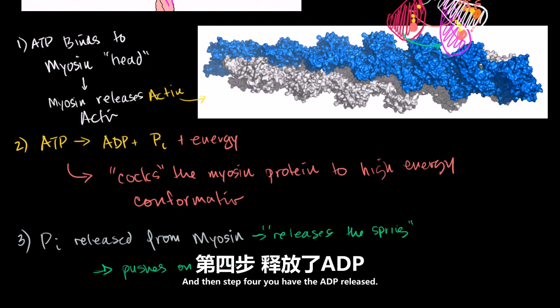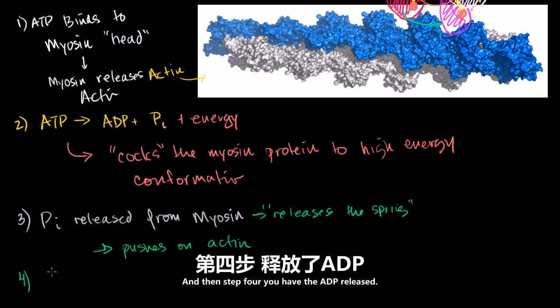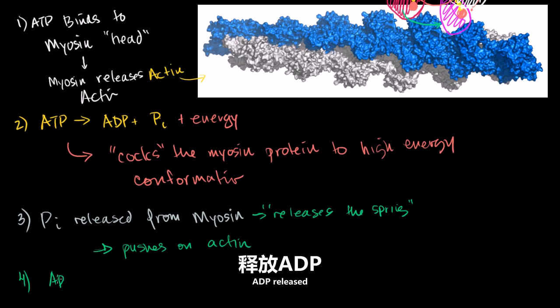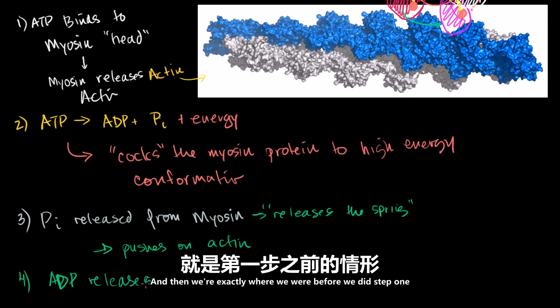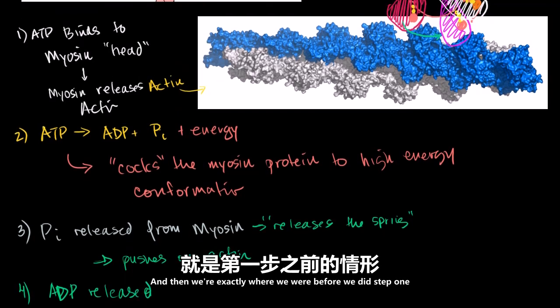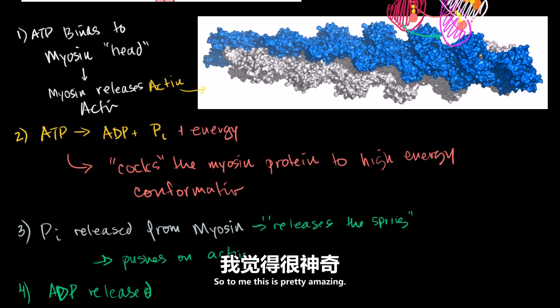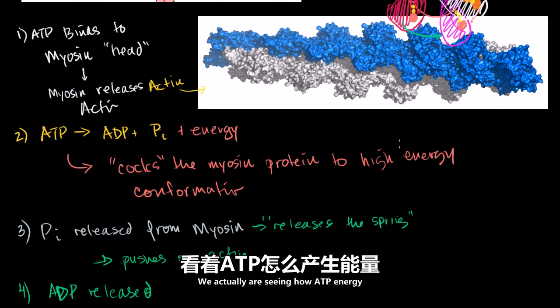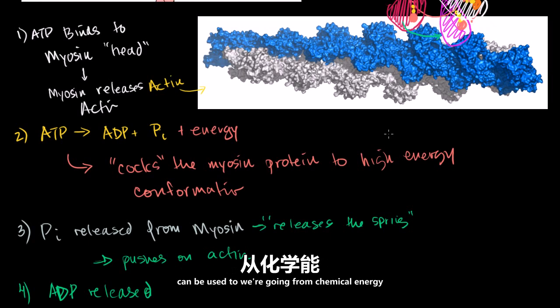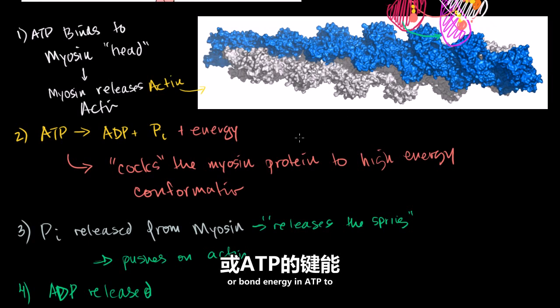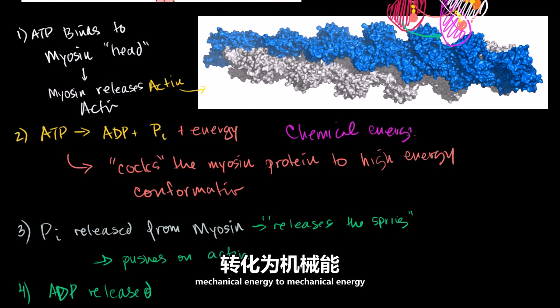And then step 4, you have the ADP released. And then we're exactly where we were before we did step 1, except we're just one rung further to the left on the actin molecule. So to me, this is pretty amazing. We actually are seeing how ATP energy can be used. Let me write that down. We're going from chemical energy, or bond energy in ATP, to mechanical energy.